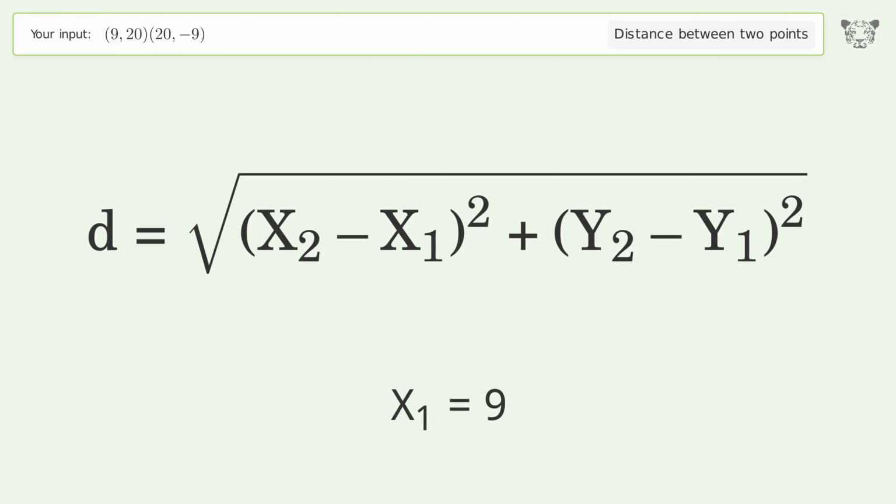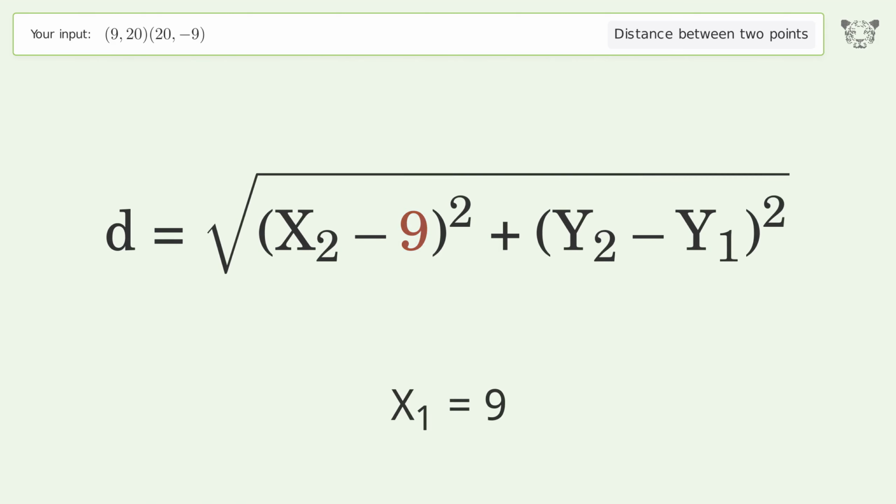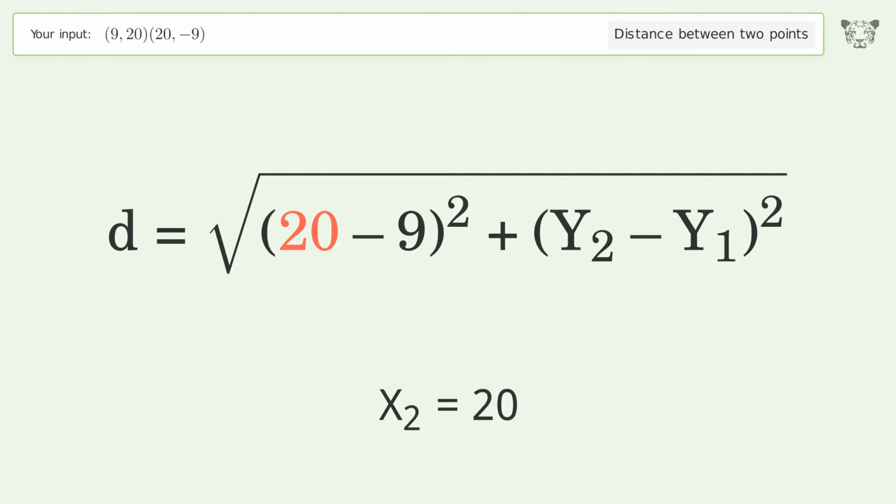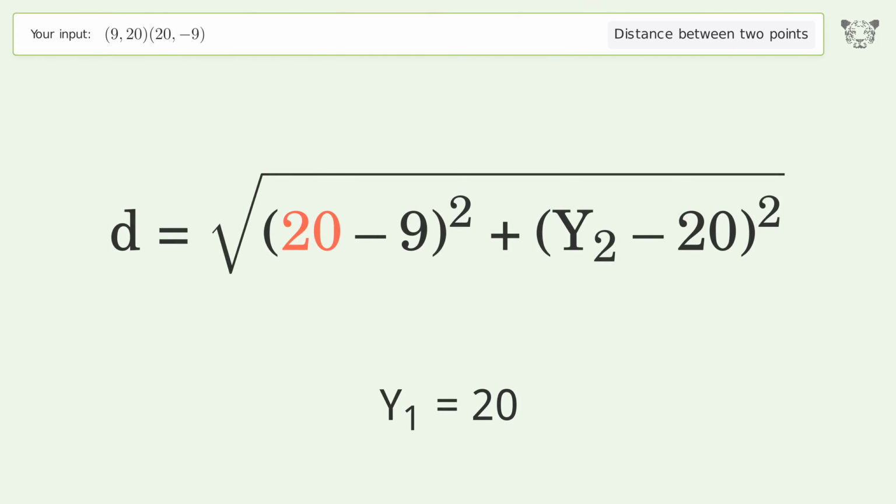x1 equals 9. x2 equals 20. y1 equals 20. y2 equals -9.